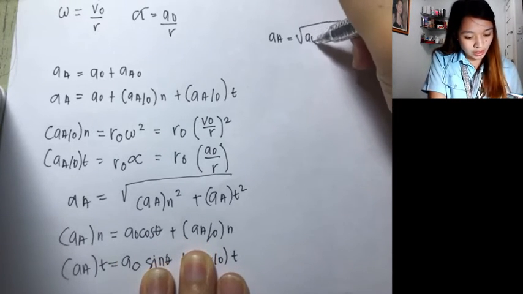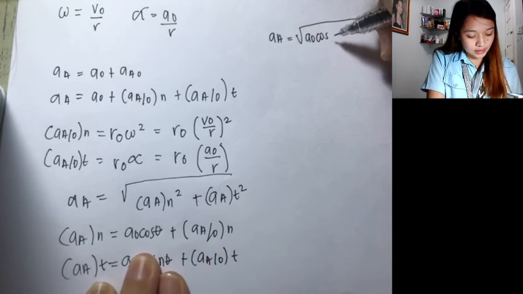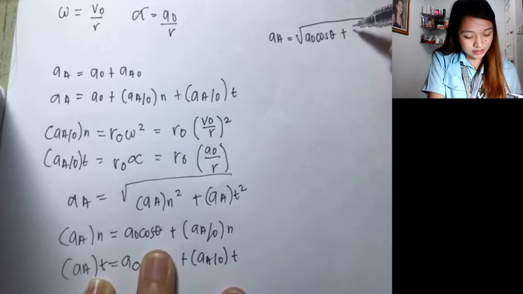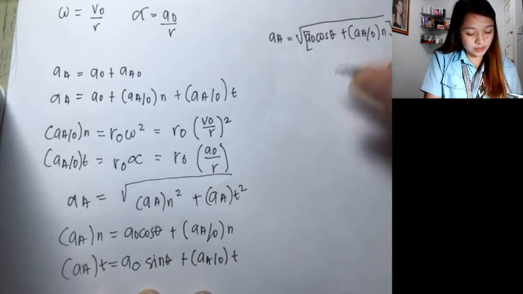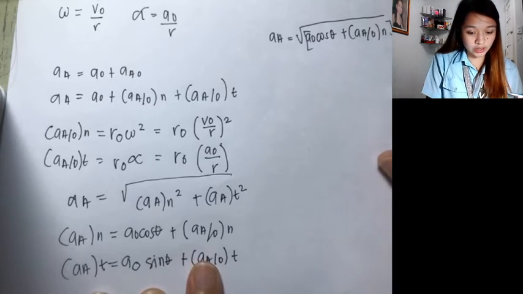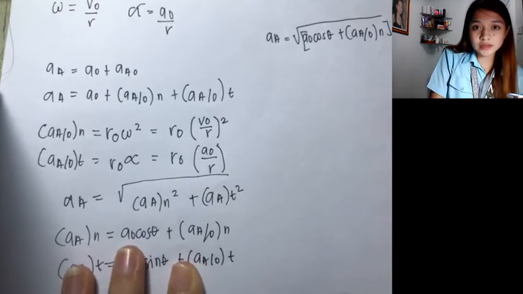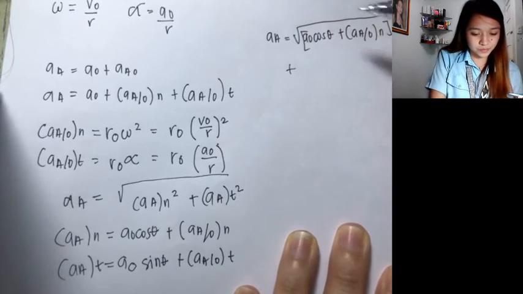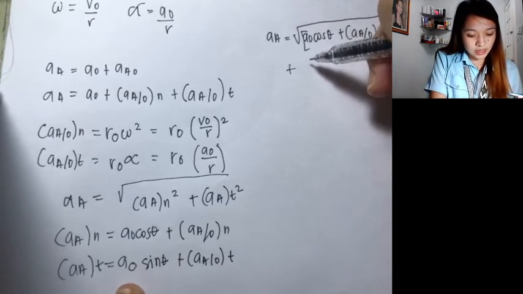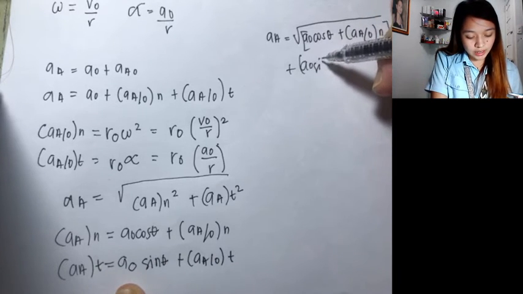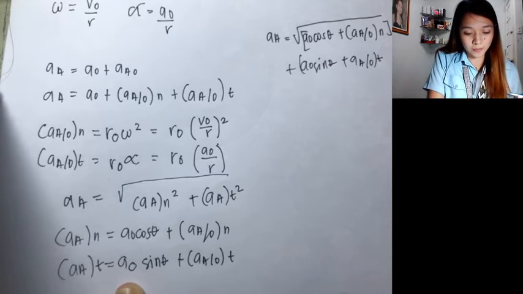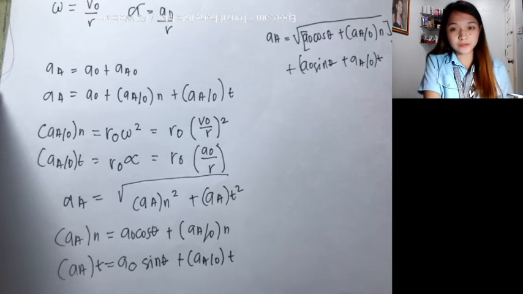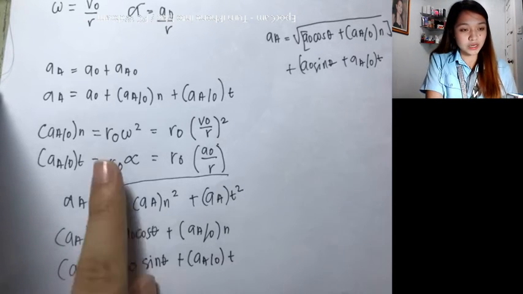So AO cosine theta plus A to O normal squared. Then simply substitute here, up here, and then put it. So it cannot be seen, so I'll just put it here. So plus AO sine theta plus A to O tangential. So we can simplify this by using this one.